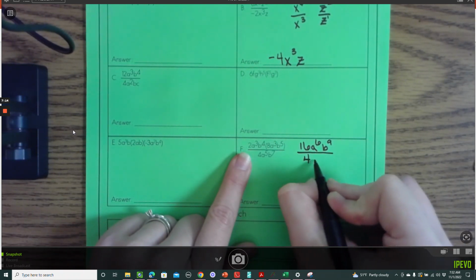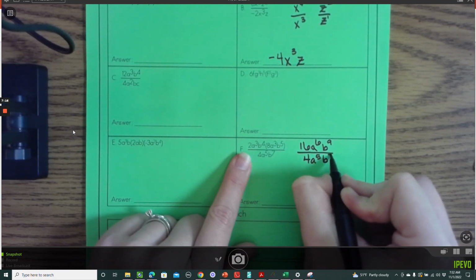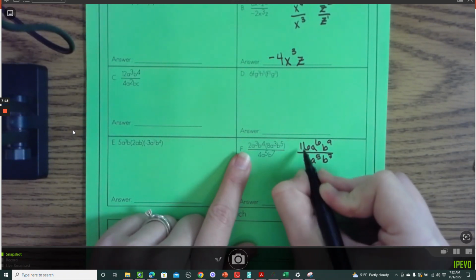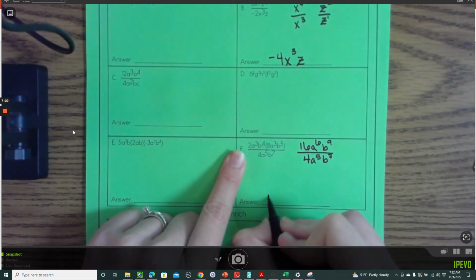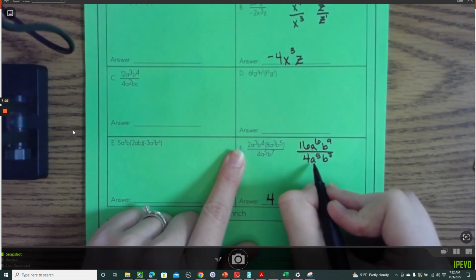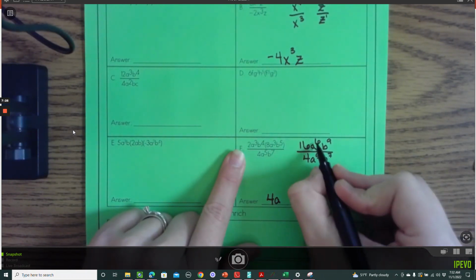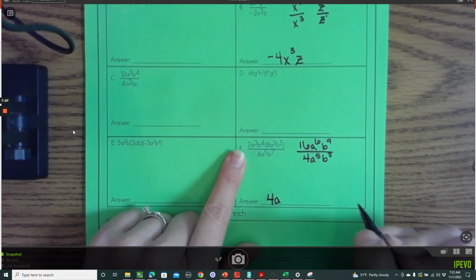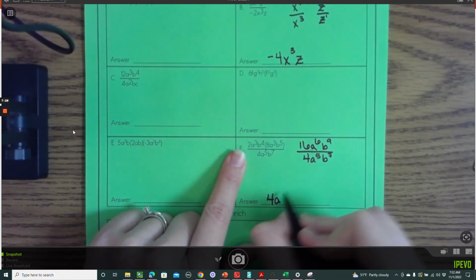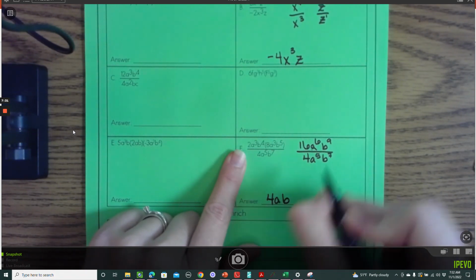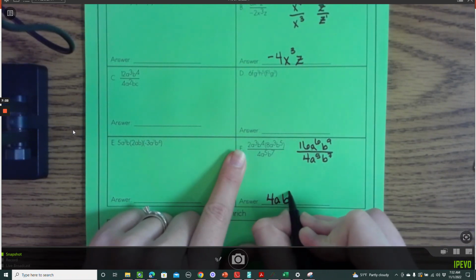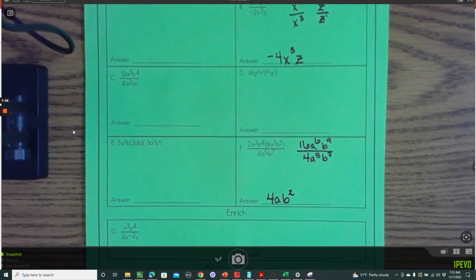And then when we divide, we're going to subtract. So coefficients first. 16 divided by 4 is a 4. Our next letter or variable is an a. 6 minus 5 is a 1. We're not going to write the 1. Our next variable is a b. 9 minus 7 is a 2.